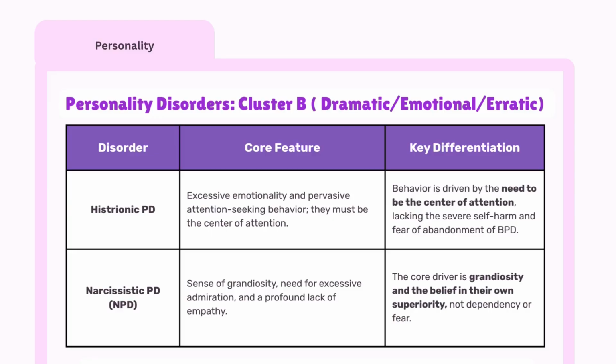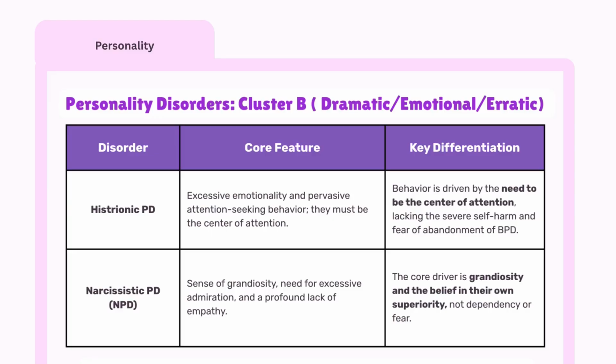Next up, narcissistic PD. The core feature of this is a sense of grandiosity, the need for excessive admiration, and a profound lack of empathy. For example, a CEO expects subordinates to constantly praise their genius, becomes enraged when questioned, and believes they deserve special treatment because they are superior.